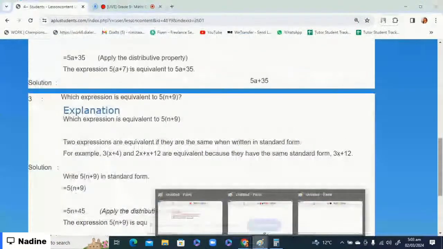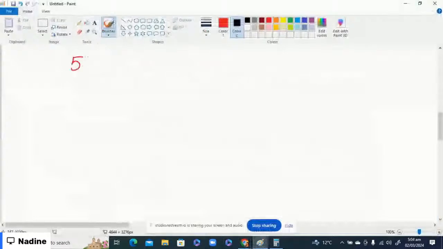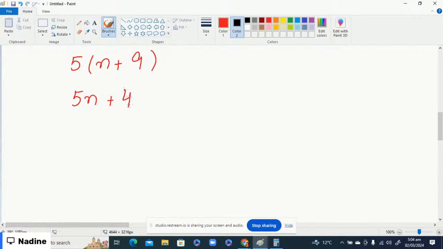Now look, again we are going to take some multiplication questions. For example, here is 5 into n plus 9. So first of all, 5 is multiplied with n, then 5 is multiplied with 9. So when the 5 is multiplied with n, what's the answer? This becomes 5n plus 5 is multiplied with 9. What is the answer? 5 times 9 is which number? That is 45. That is your answer.